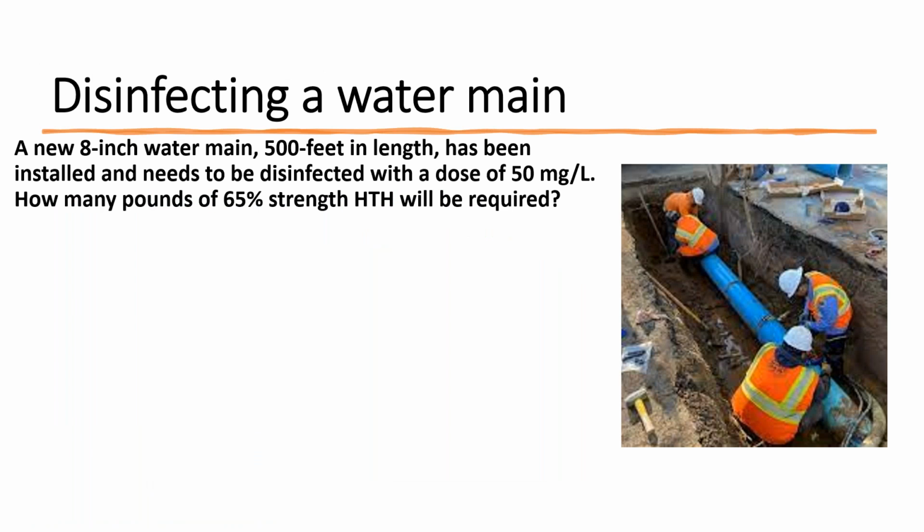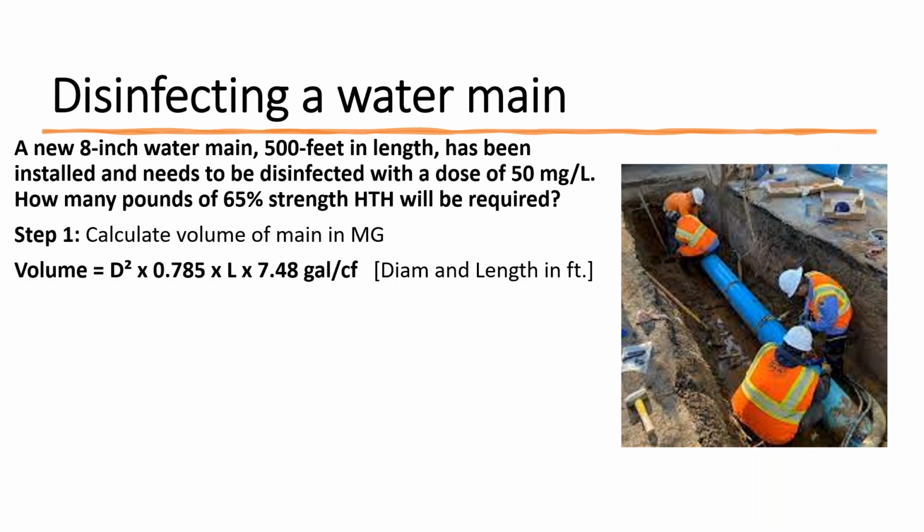Let's try one here. In this one, I'm going to use it for disinfecting a main. So instead of million gallons per day, I'm just going to use million gallons as a volume, and instead of pounds per day, I'm just going to use pounds. It's the same formula, but in this scenario we have a new 8-inch water main, 500 foot long. We just installed it and we're going to disinfect it, using a dose of 50 milligrams per liter. So the question is, how many pounds of 65% strength HTH will be required?